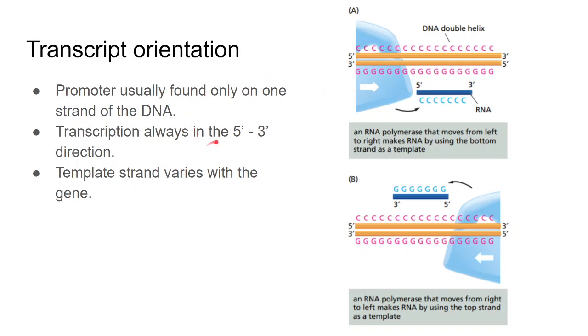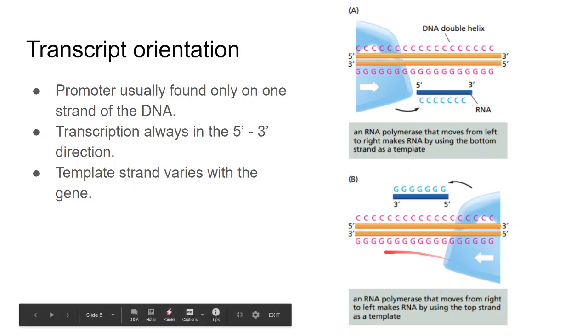Anyway, transcription is always in the 5' to 3' direction, and the template strand varies with the gene. In some genes, the bottom strand is the template strand. In some genes, the top strand is the template strand. So you can have both strands transcribing something, and usually they don't transcribe together, but in some cases, both strands can be transcribed, not simultaneously, but in an alternating fashion. So the RNA polymerase that moves left to right makes the transcript on the bottom strand, and the one that moves right to left makes the transcript from the top strand.